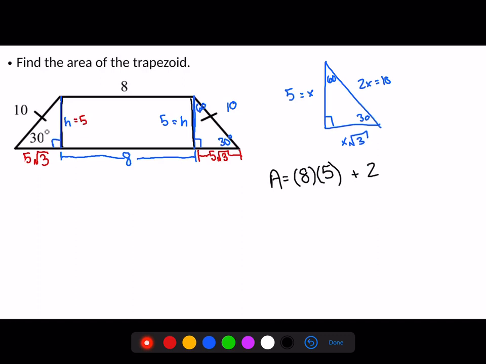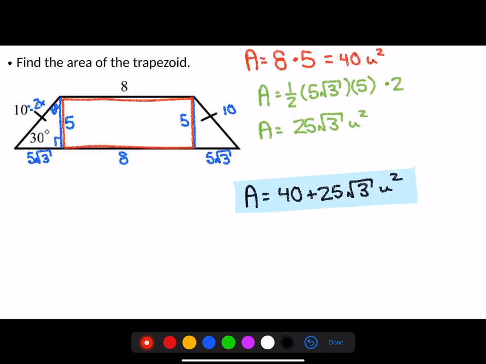Well, we have two triangles, so the area of a triangle is 1/2 base times height. In this case, our base is 5 rad 3, times our height, which is 5. So area is equal to 40. 8 times 5 gives us 40. Plus, well, 2 times 1/2, that just cancels. So I'm left with 5 rad 3 times 5. I multiply the numbers out front, which gives us 25 rad 3 units.